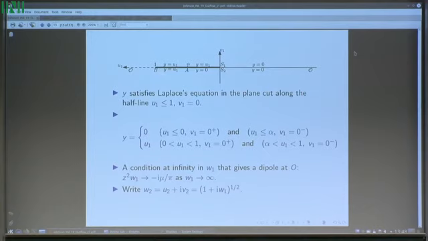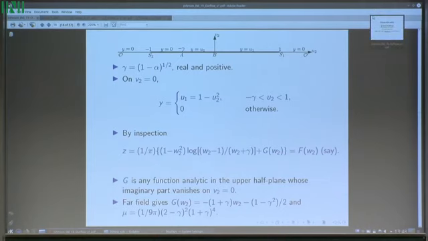Here it is again, here's the cut plane. Here's our problem: solve Laplace's equation in this cut plane with this specified values along the plate, and with a condition at infinity that gives a dipole at the origin, and this is the condition at infinity that does that. So this is an easy one to solve now, of course. We just open up this angle here with a square root. So we open it up at u equals i, with this square root mapping, and we turn it into the upper half plane.